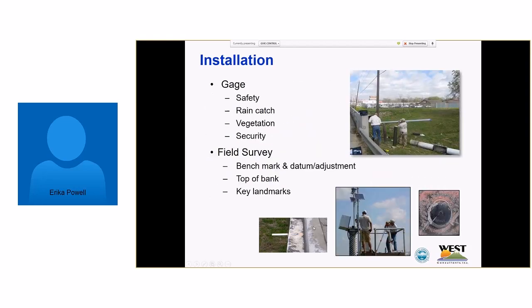On the installation side of things, safety is paramount. You want to look at how, in terms of a rain gauge, where can you locate the gauge to get good reliable catch through all different kinds of storm conditions. And then if you're out surveying, we need to be able to understand what are the benchmarks? What are your elevations of the gauges? How do they tie into local topography and other mapping systems? Identify the top of bank and what key landmarks are underwater at a given stage.